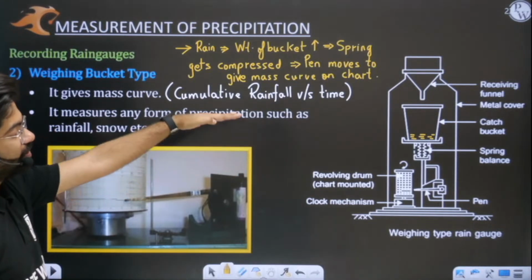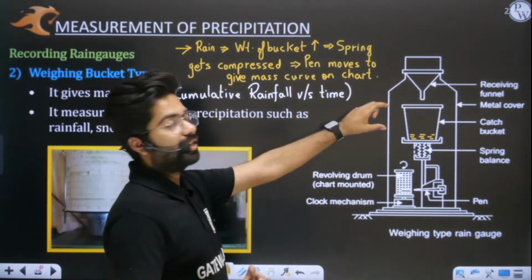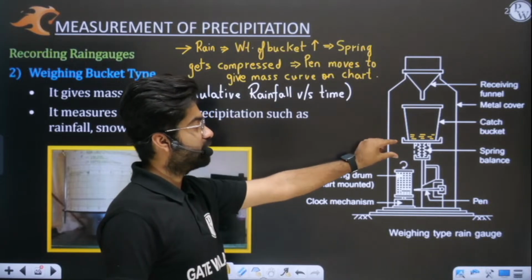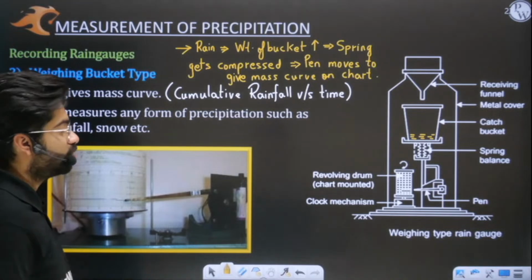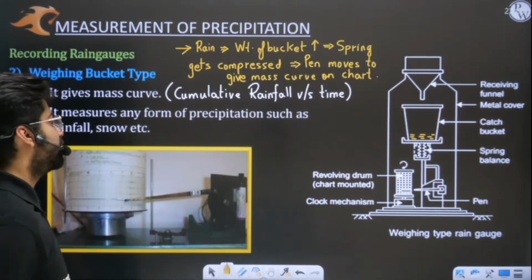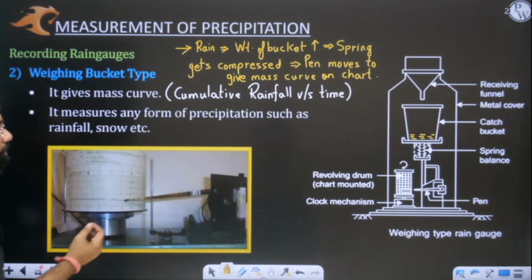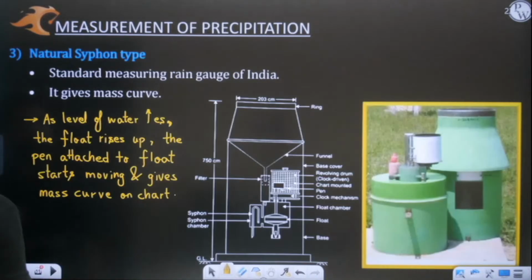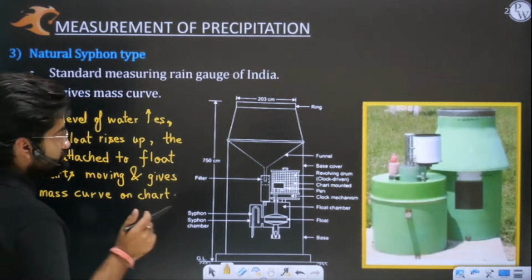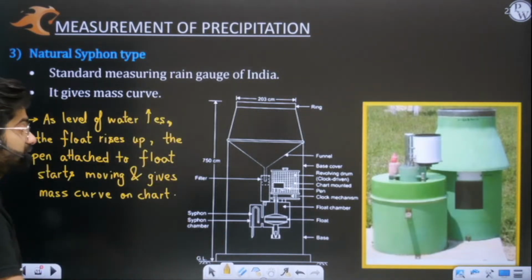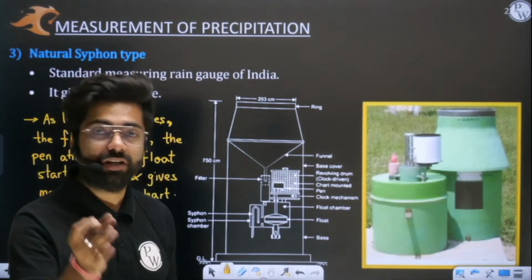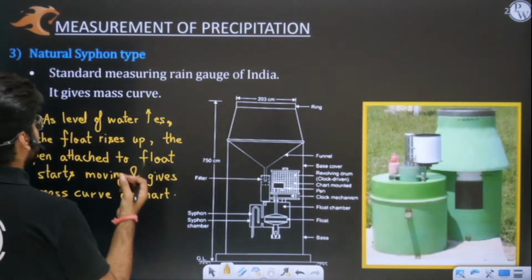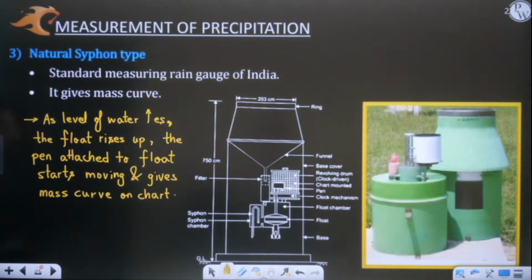Here you can see that as the rainfall continues, the weight of the bucket will increase and the spring will get compressed, because of which the pen will start moving. Because of the motion of that pen, on that chart you will see that a graph is continuously plotted. A similar mechanism is there in the natural siphon, which is the standard measuring rain gauge of India. This is important. They can ask you which is the standard measuring rain gauge of India. What you will tell? It is none other than the natural siphon type. So this you have to remember. This is very, very important.